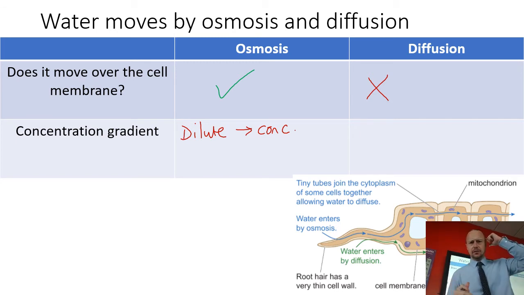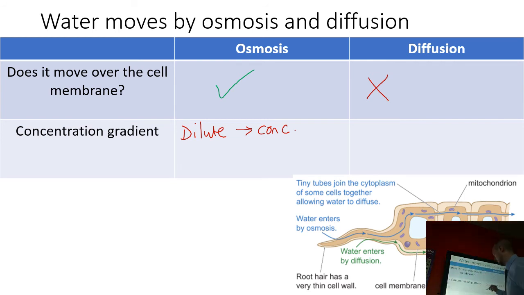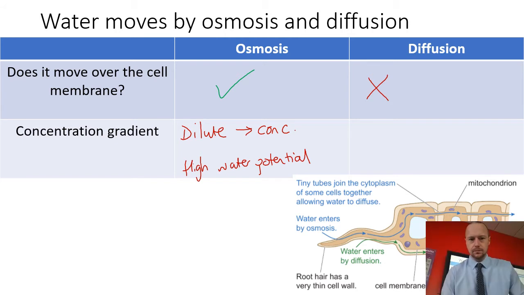Another thing you can say for osmosis is water moves from a high water potential to a low water potential. I'm not really sure that we've used that language before, but that is the language that you'll be expected to use if you do A-level biology. So high water potential to a low water potential.